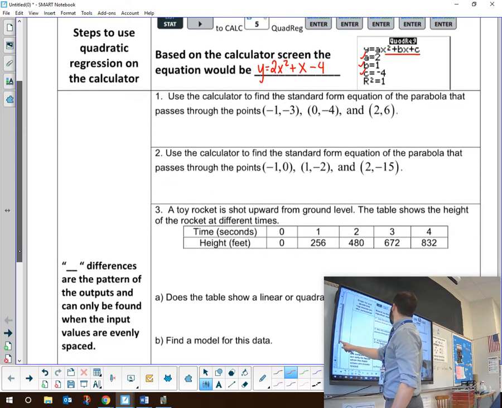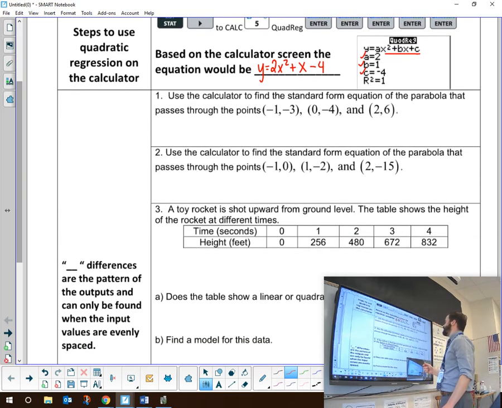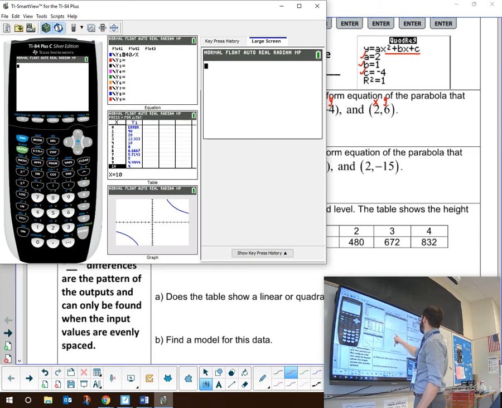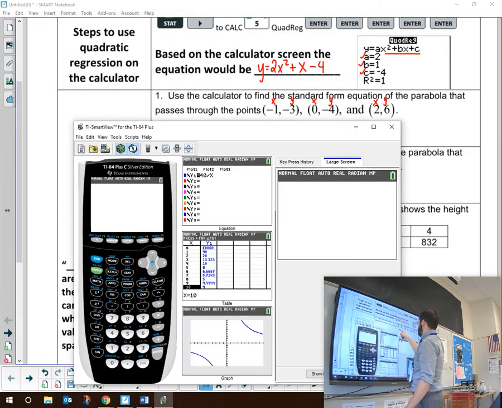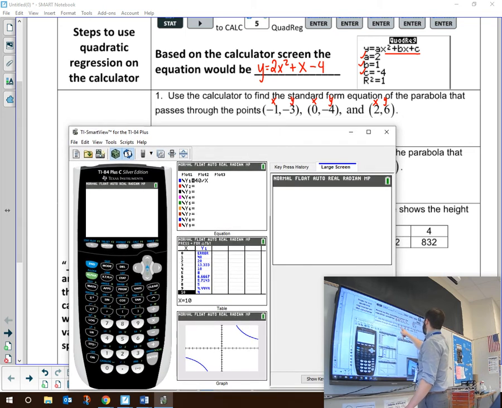So let's take a look here at number 1. Number 1 says, use the calculator to find the standard form equation of the parabola that passes through those 3 points. We're going to need to find, so here are all of my x's, and here are all of my y's, and we're going to put those into my calculator. So let me go ahead and pull up my calculator here, and it's going to spit out my answer.